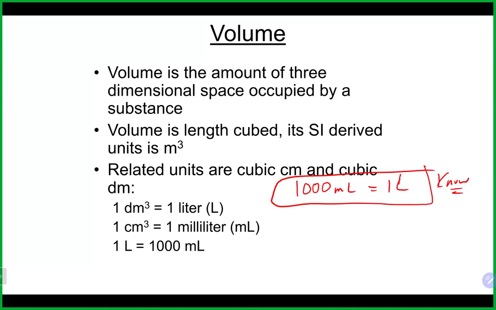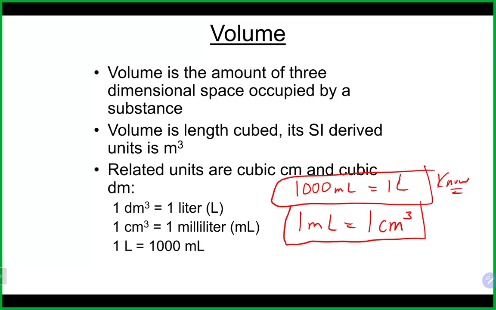A lot of formulas will require the volume to be in liters. And a lot of times when we take measurements of volume, it's in milliliters. So going from milliliters to liters is a very common conversion, and also going in the opposite direction, from liters back to milliliters. 1 milliliter is equal to 1 cubic centimeter. That is also a common conversion.